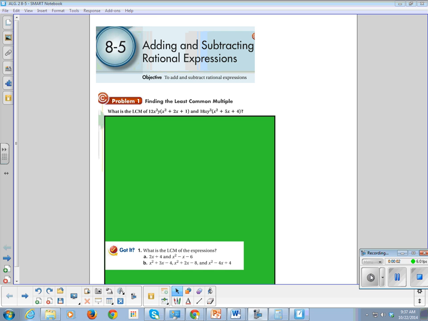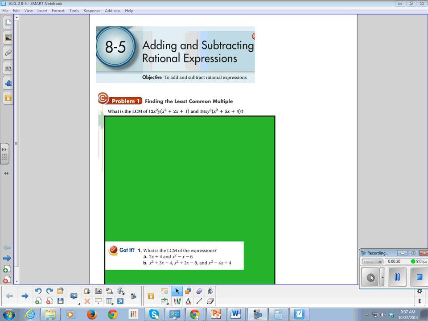Chapter 8-5, adding and subtracting rational expressions. Our learning objective is to add and subtract rational expressions. And if you remember from yesterday, rational expressions are fractions. And just like in the 5th grade, with fractions, we have to find common denominators.